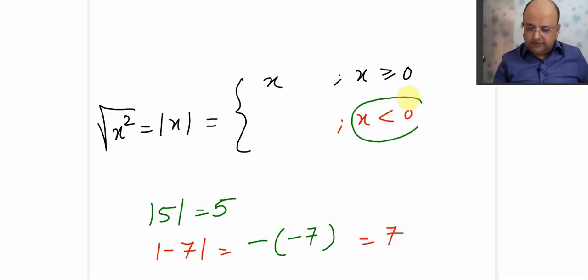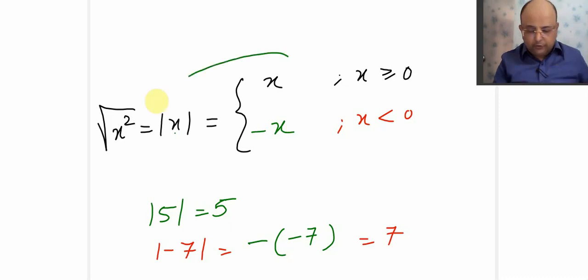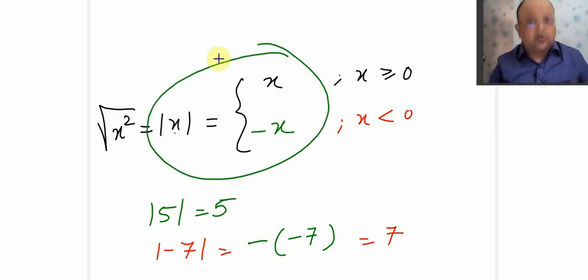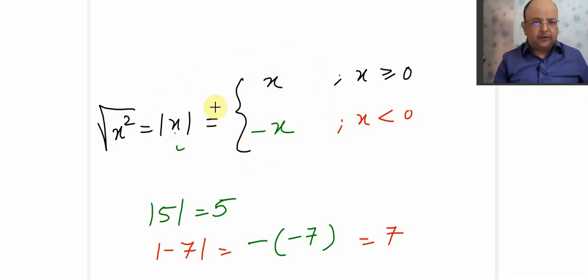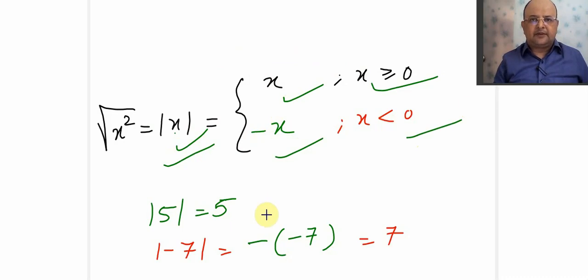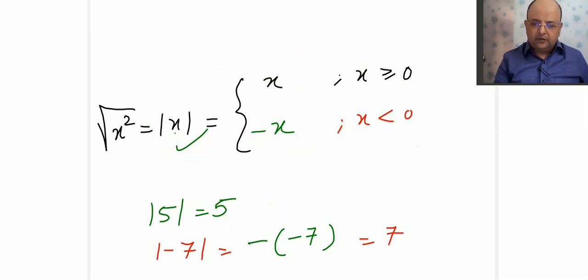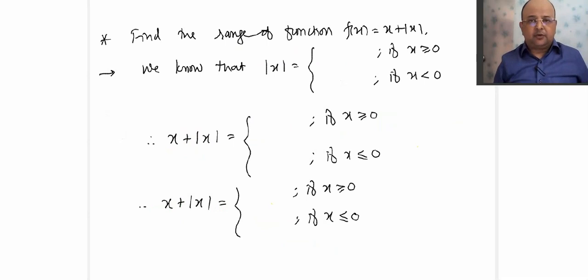So when the number is negative, we replace mod x by negative x. We use this definition when we don't want mod. I want to replace mod by x, so I will introduce plus or minus sign. Mod x will be x if x is positive, mod x is negative x if x is negative. Done? And now using this, I want to find out the range of this function x plus mod x.